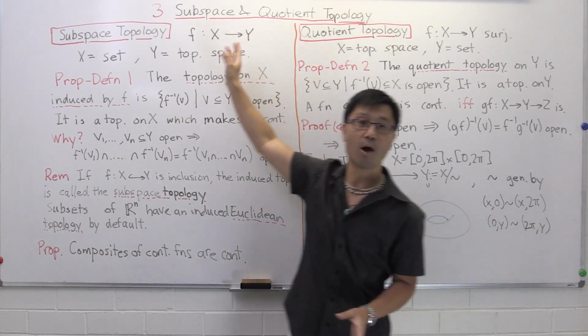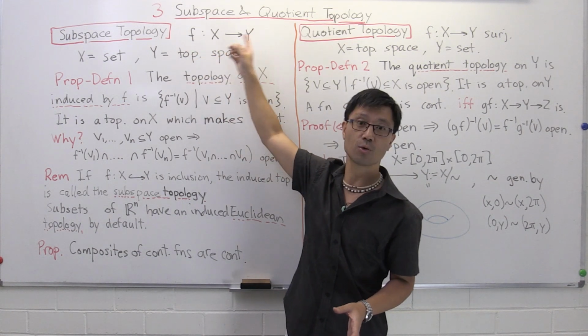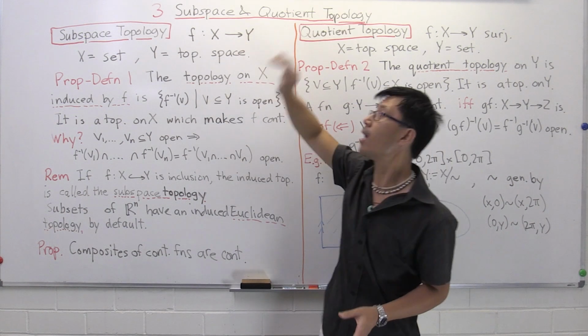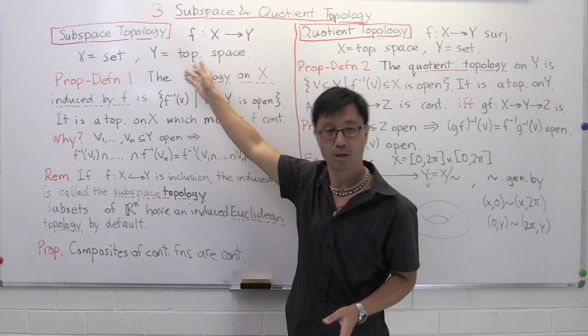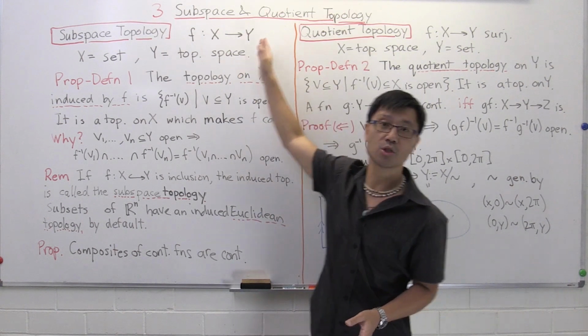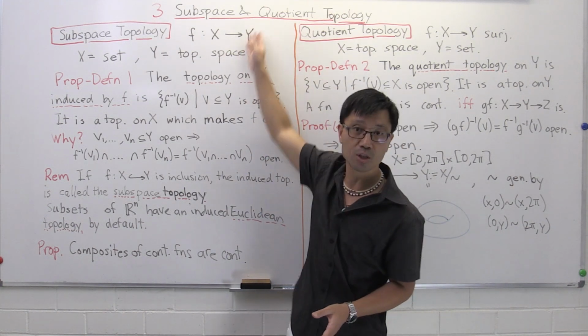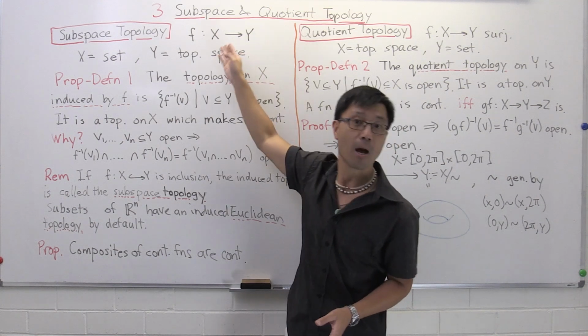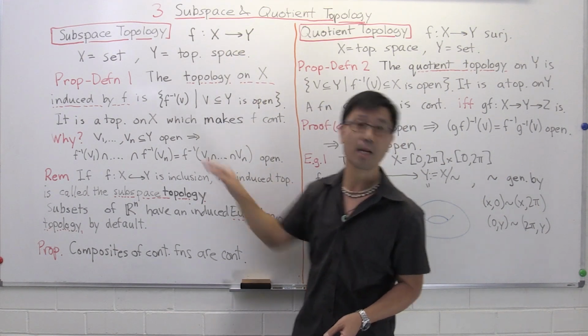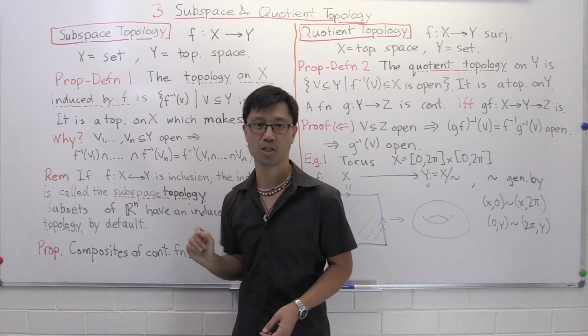What we'll do is start with some function f from a set X to a set Y, but we're going to assume on the codomain side, this Y, has some topological structure. That's a topological space, but X is just a set. And what we want to do is somehow induce from the topology on Y a topological structure on X, a topology on X. The way we'll do it is through this proposition definition here.